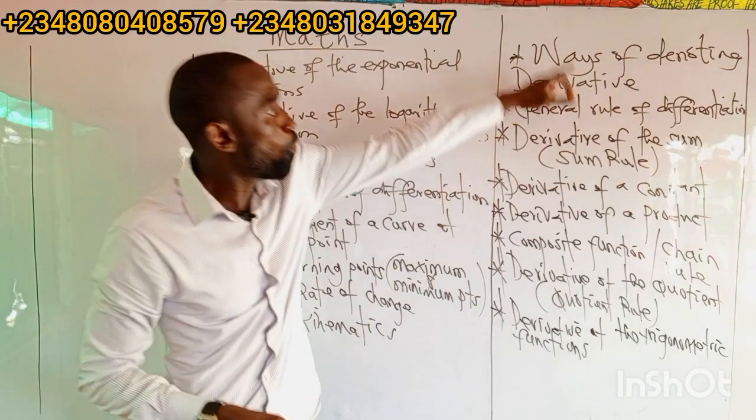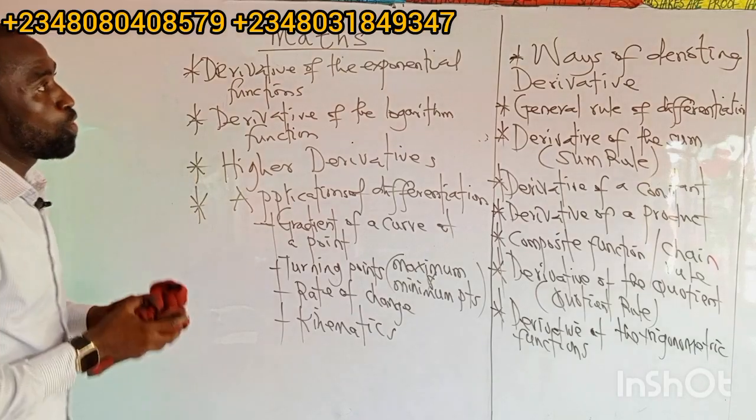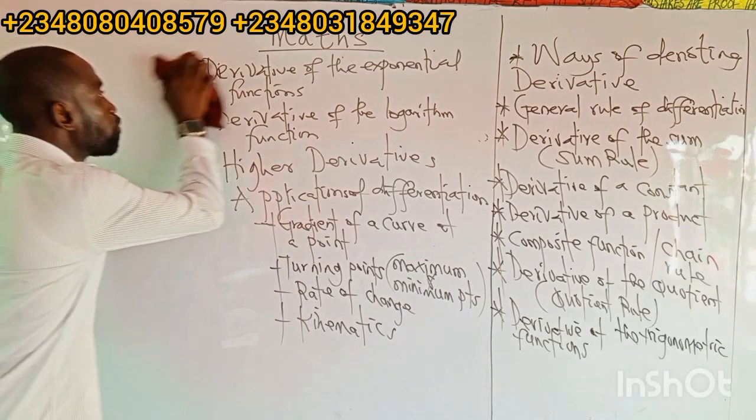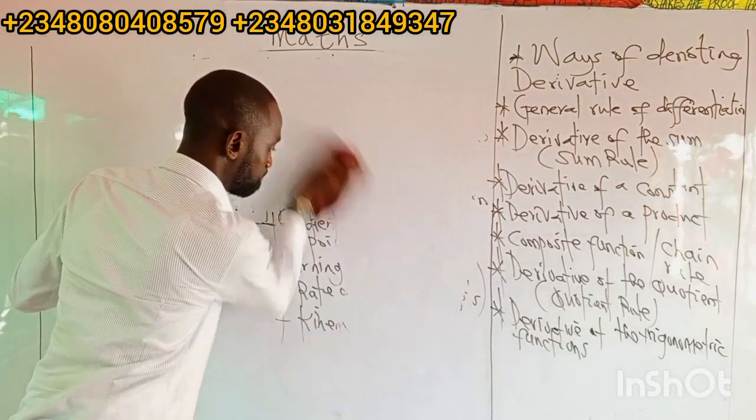So the first one is ways of denoting derivative. That's the first one that we have on the marker board. How do we denote derivatives?